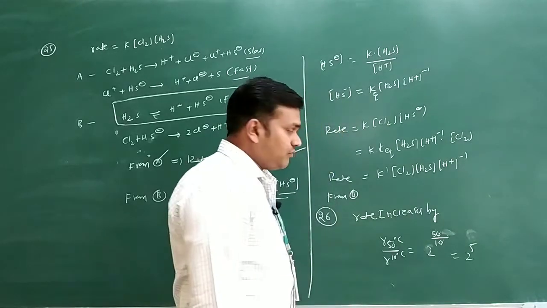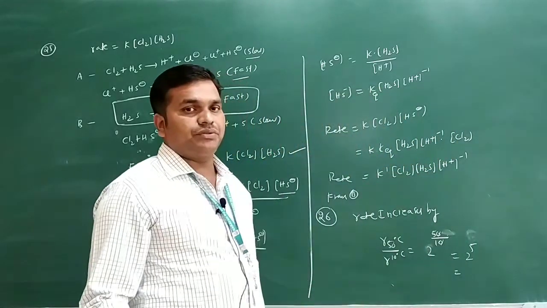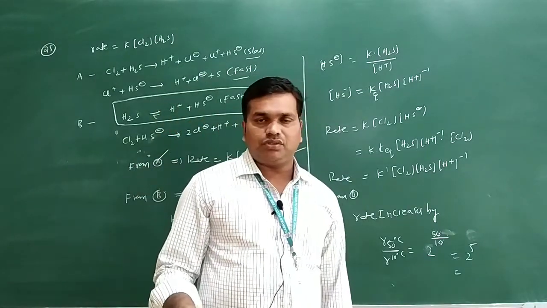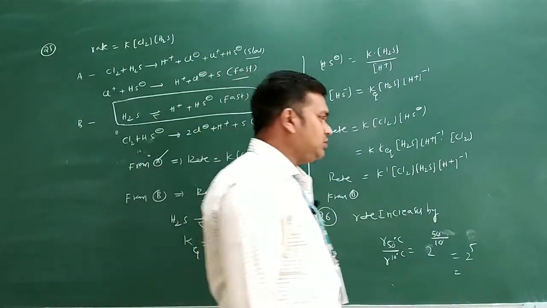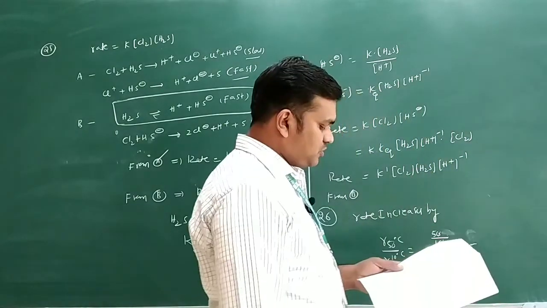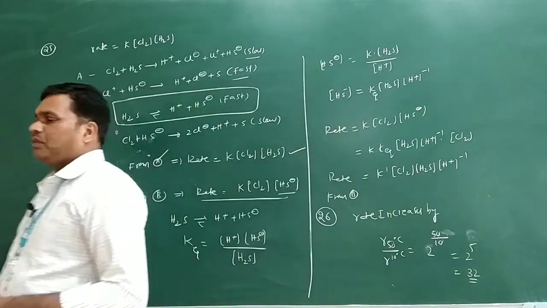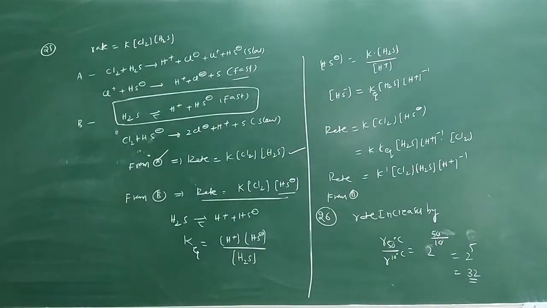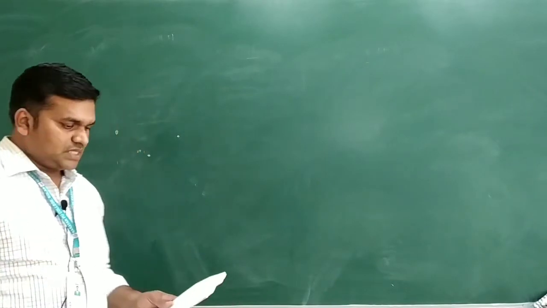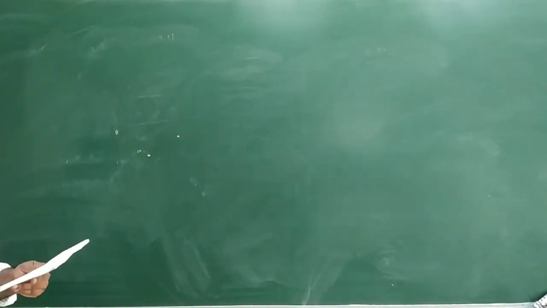What is the value of 2 power 5? You can write 2 into 2 into 2 into 2 into 2: 4, 8, 16 and 32. So what is your answer? Your answer is 32. The rate increases by how many times? 32 times. So this is question number 26.